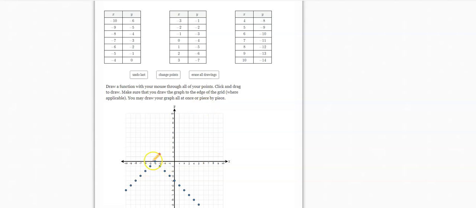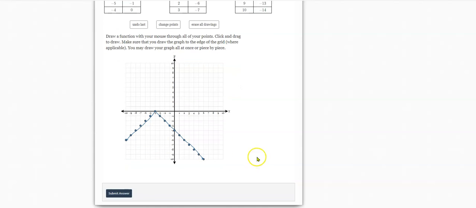But you'll notice this is a nice hard V at the vertex. Not a soft curve, but a hard V. I'm going to keep going until I see the arrow. I'm going to do the same over here. Now I didn't have to plot all those points, but it certainly helps me to draw it a little bit better.